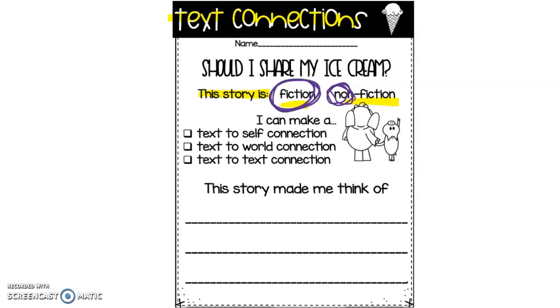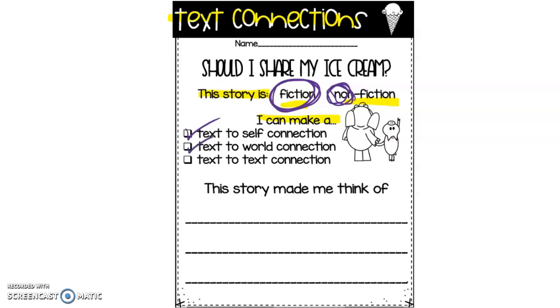Okay, the next part says, I can make a blank. This is where we're going to make some connections. So you might want to make a text to self connection. Did the story relate to anything that's happened in your life? Have you ever thought maybe you should share something with somebody? Or have you ever gotten ice cream? Maybe your ice cream is melted before you got a chance to eat it. That would all be self connection.